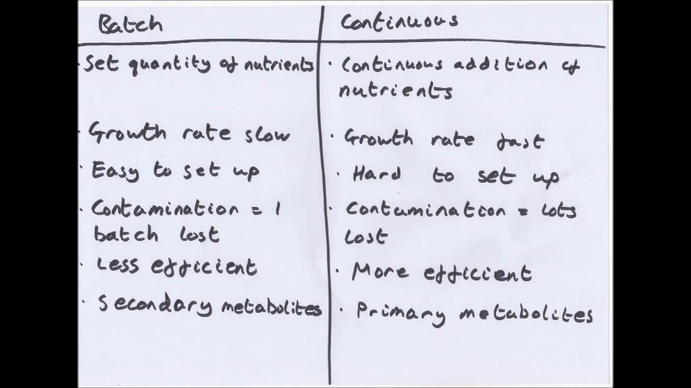As opposed to a batch culture, which might take an hour to do, and you just lost that hour's work. It wouldn't be that short amount of time, but it's just an example. It's more efficient because it's always on. And it's very good at producing primary metabolites, such as insulin and such as mycoprotein.